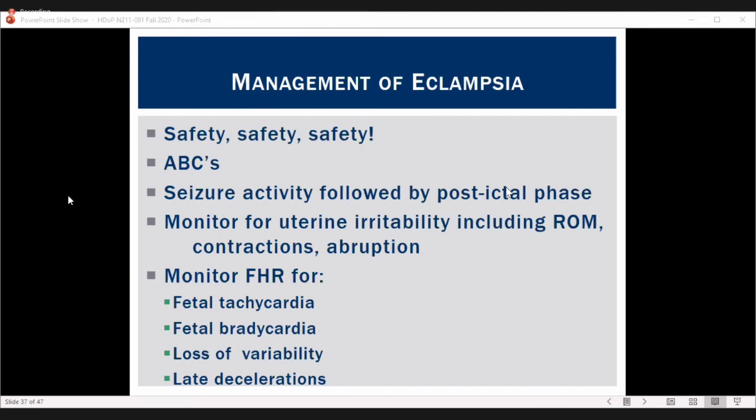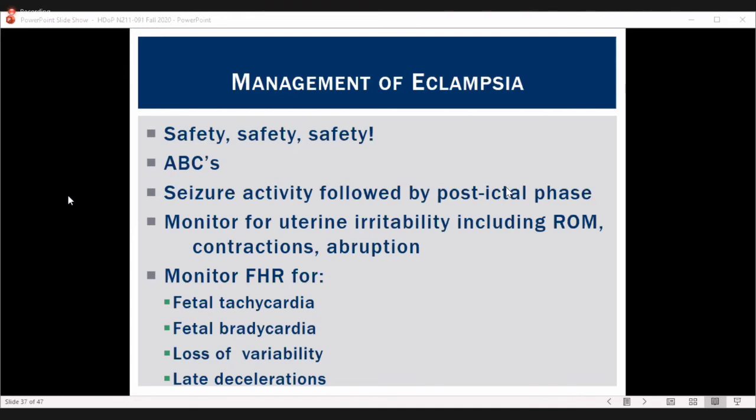I always say, remember that very often patients will lose bowel and bladder control, so try to be respectful of that. If they have a jacket or a scarf or something that you can just cover them with, protect their dignity.